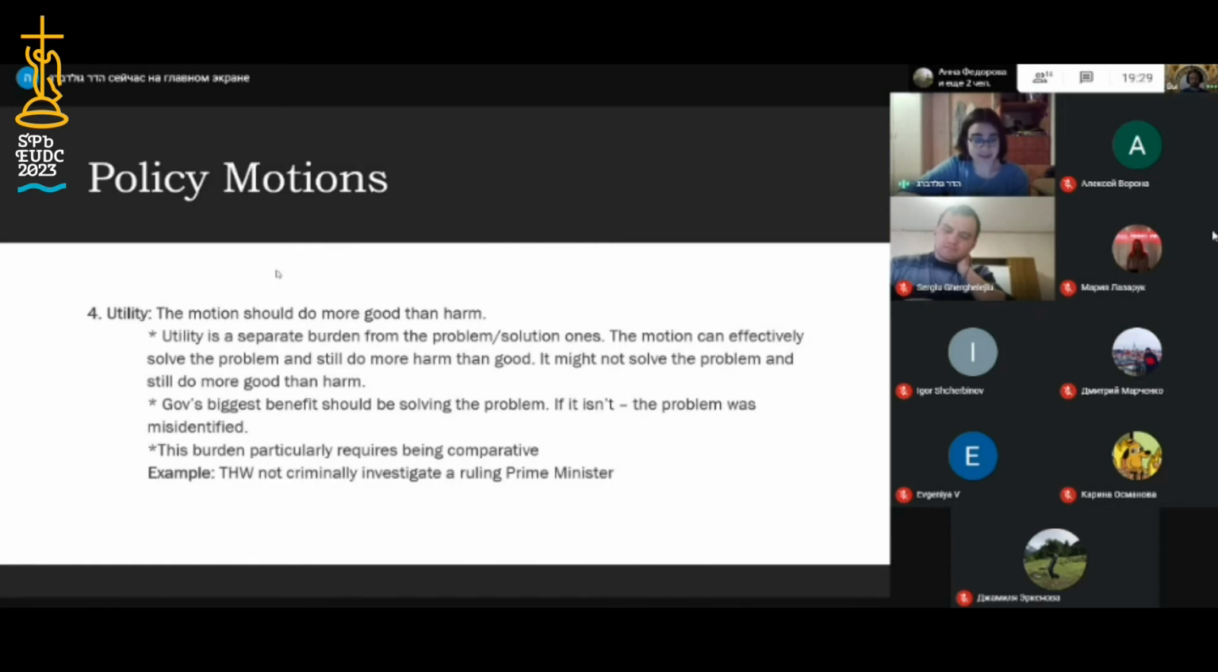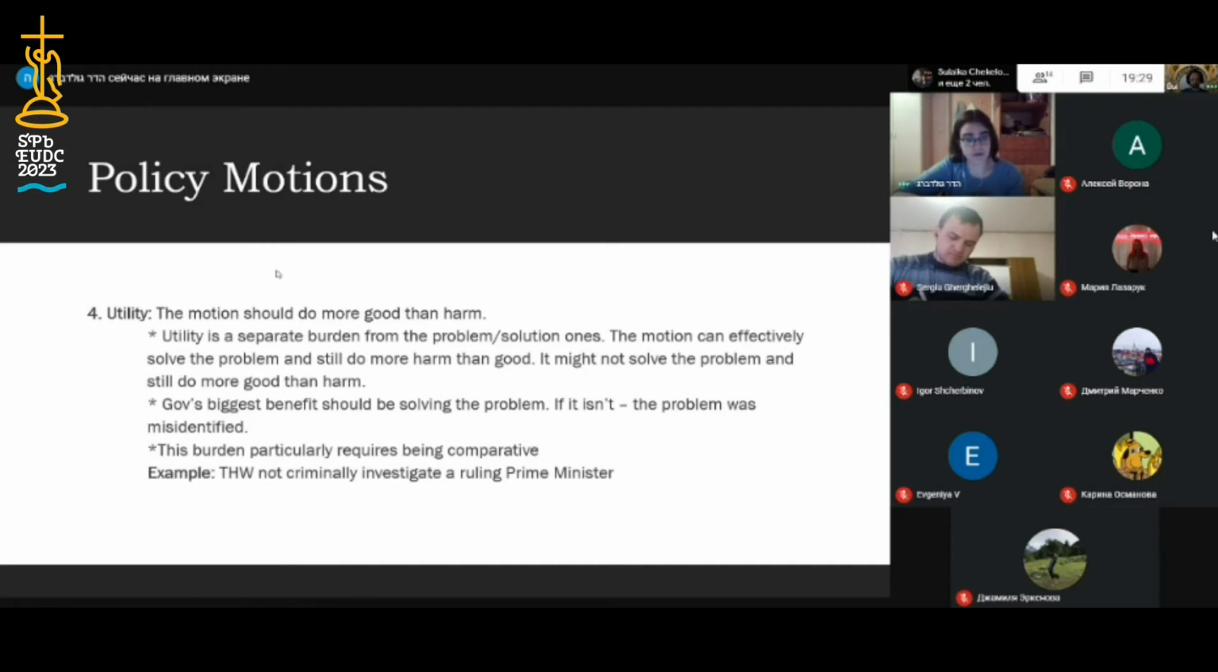And one last note on this. This particular burden, the burden of utility, requires being particularly comparative. It's always good to be comparative in debates, but it is especially important here. The point isn't just to prove a benefit, but to prove that the benefits outweigh the harms. So let's do an example together.